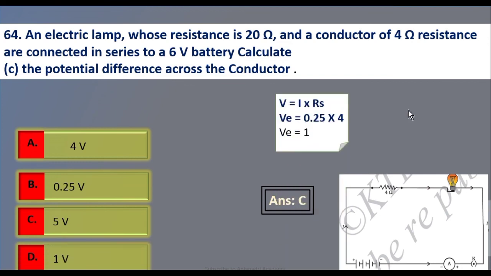Let's see the solution. That is 0.25, across the conductor that is 4 ohm, that is 0.25 into 4, that is 1 volt. Therefore option D is the right answer. Option D is the right answer here.